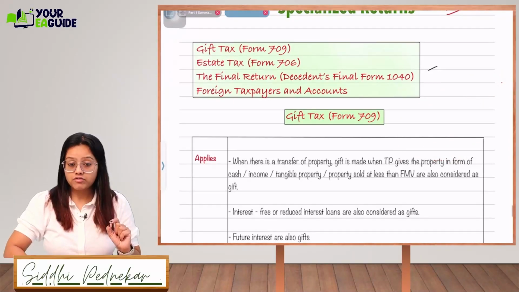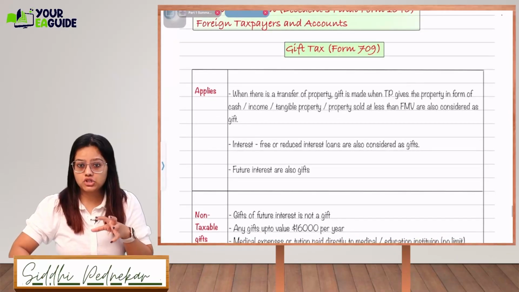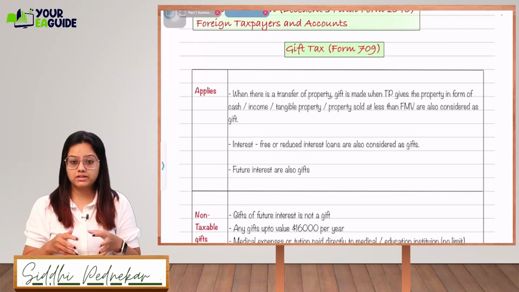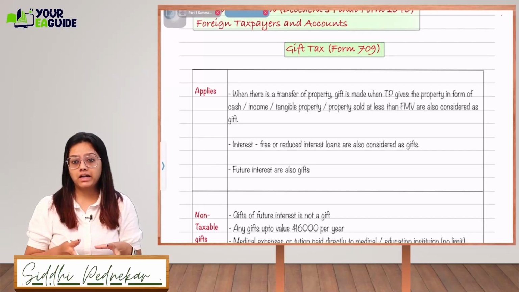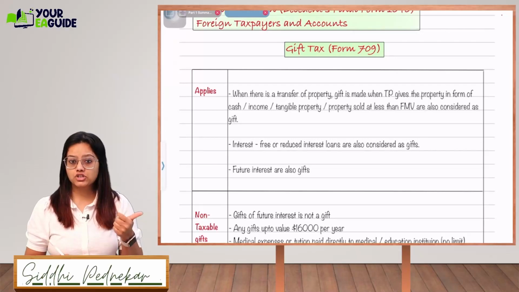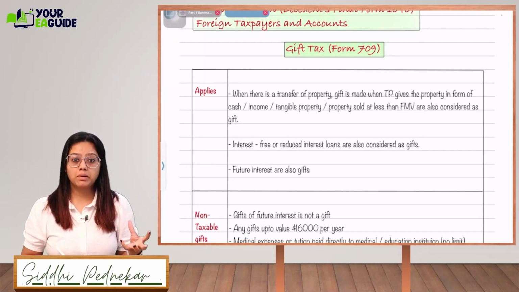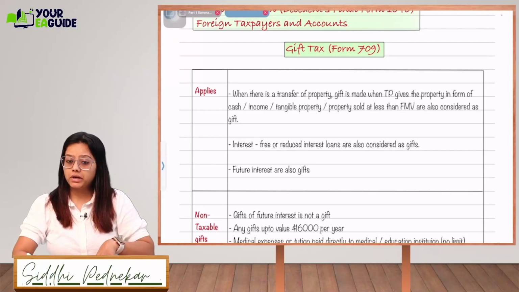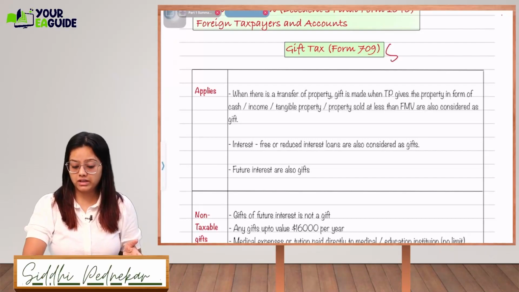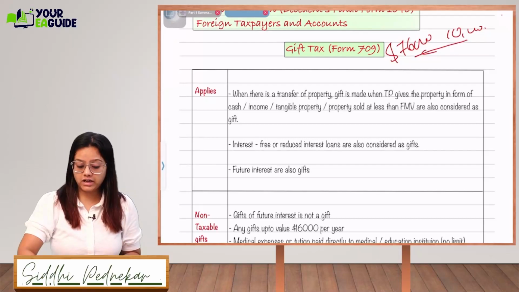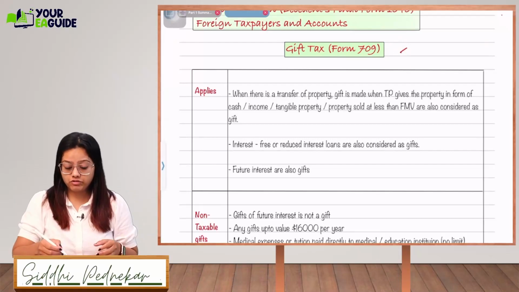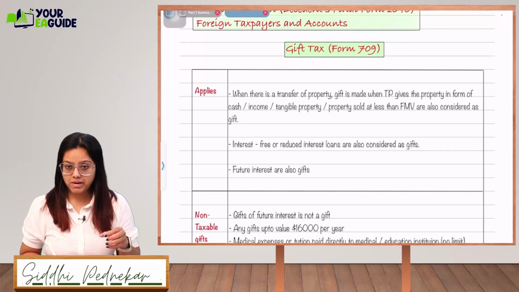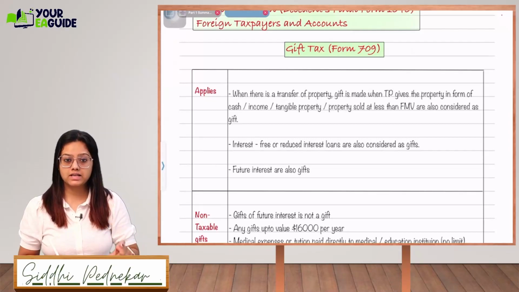Let's check. First thing, the gift tax will be applicable to whom? It applies where there is a transfer of property, where a gift is made when the taxpayer gives property in the form of cash, income, or tangible property sold at less than FMV. So let's say I'm gifting my sister a particular property. Remember yesterday's example on basis of property, where I gifted a property to my sister for a lesser value, let's say 7,600, when the price was 10,000. I am transferring it at less than FMV, and then also it will be called a gift. I'll reduce what she paid from the FMV, and that much will be considered the gift amount.